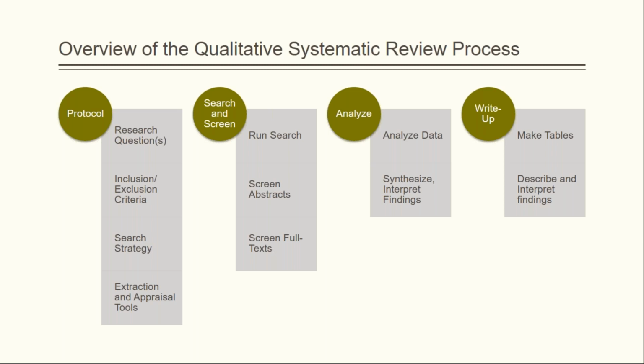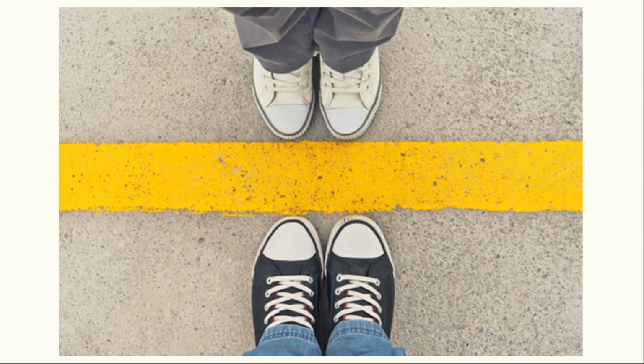To conduct the systematic review based on that protocol, you search for studies, and then you screen those studies for inclusion. You analyze the included studies, and then of course you write up the findings. So let's just unpack that process. First we want to decide what studies will be used to answer our review question.